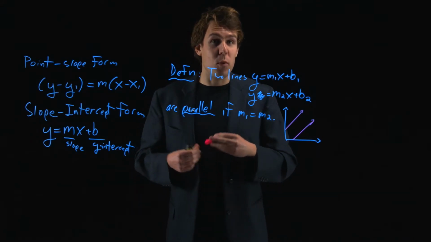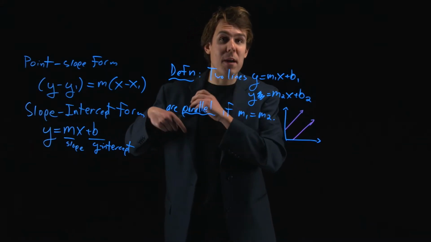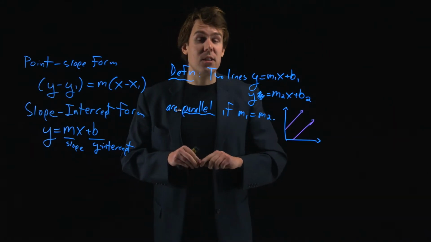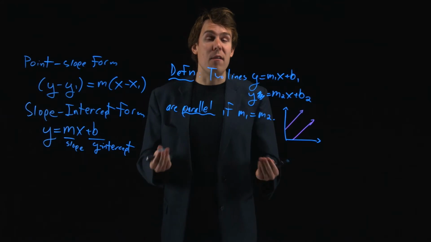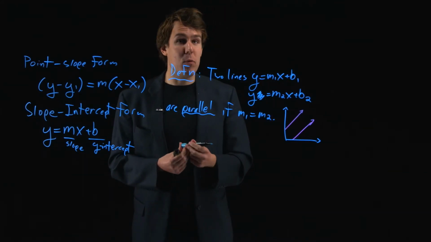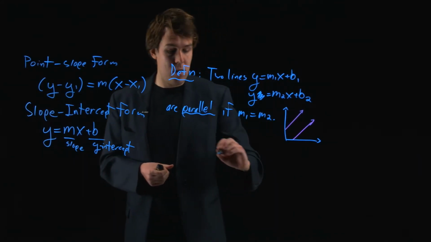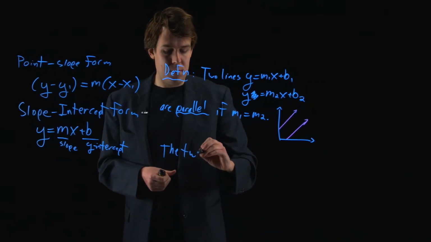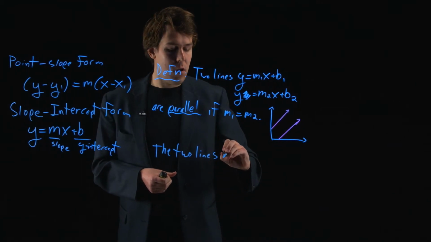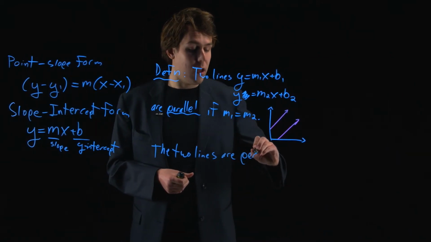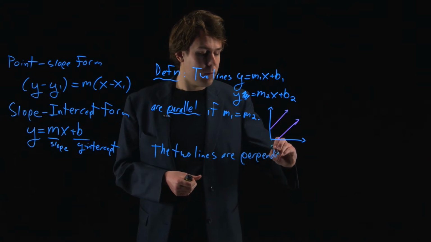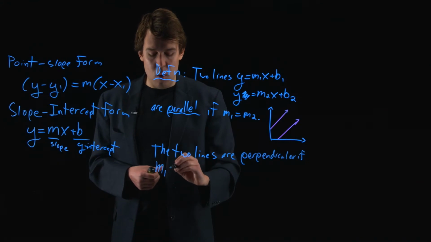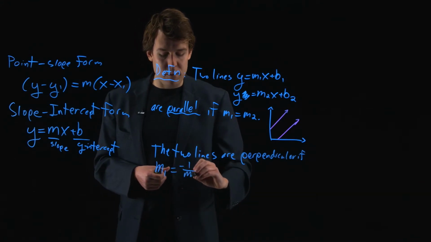Most pairs of lines will intersect, but one special category are those that intersect in a particularly nice way. Some lines intersect in such a way that they form a right angle, and this is what it means to be perpendicular. So I'll make another definition. The two lines are perpendicular if m1 equals negative 1 over m2.